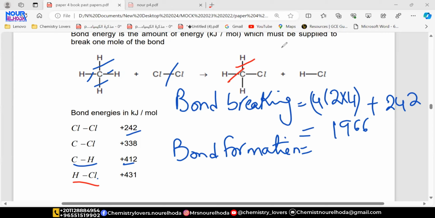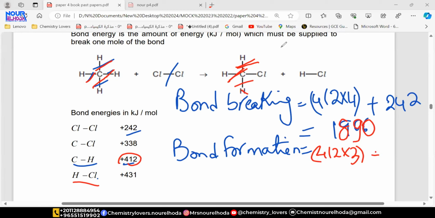1800 this one, okay. Don't upset yourself, Miss, but not all the CH are broken, only once. No, here only once. Here CH, so it's 4 CH. The other one, CH, they are 2, so 412 times 2. Okay? They are 3. We are 3, Miss. Oh, I'm sorry. Times 3. I thought it's CL.